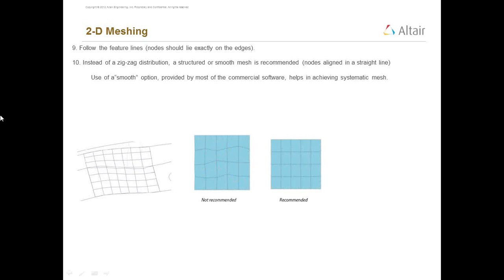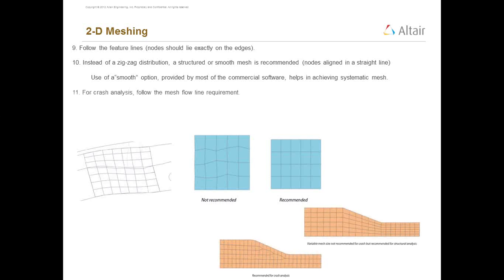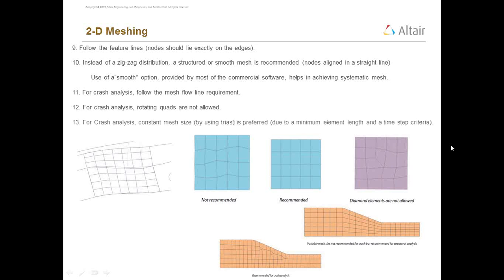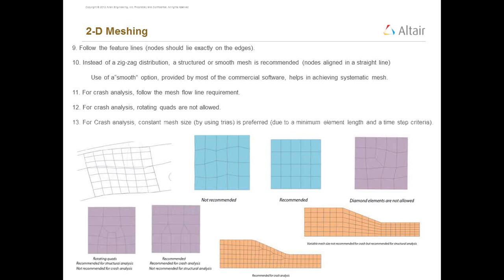The mesh is perfectly in flow. For crash analysis, flow of the mesh flow lines is required, so it has to be perfectly in flow. For crash analysis, rotating quads are not allowed. As you can see, this type of structure is not allowed for crash analysis. For crash analysis, constant mesh size using trias is preferred due to minimum element length and time step criteria. So this type of structure is allowed instead of this one.